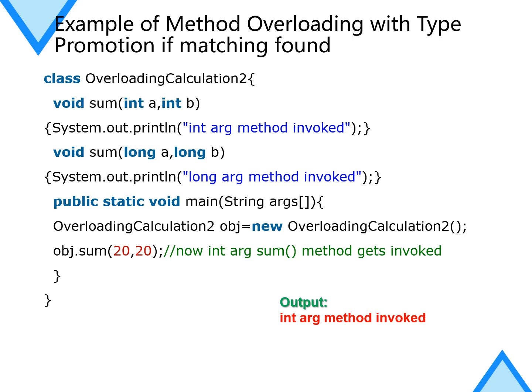So this example explains that if we have the matching implementation, then there is no need for type promotion, and the method whose parameters have the exact match with some implementation of the method will be called automatically.